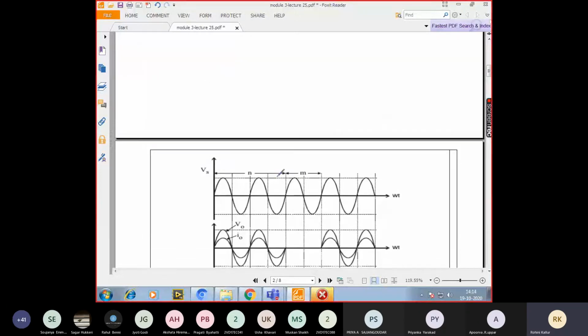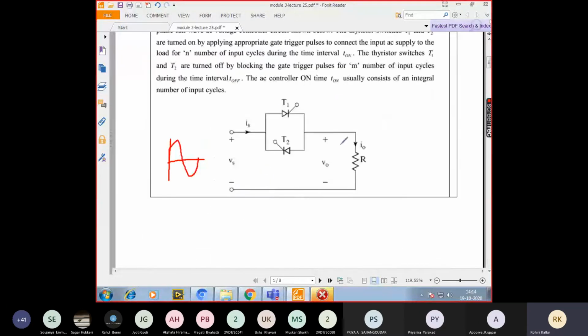So with this concept, your device operates as an on-off control or a switch, operated depending on whether n is equal to 2 cycles, 3 cycles and so on. Normally in our problems we will get the n value somewhere around 25 cycles, and the m value, which is the off cycle, somewhere around 20. Or sometimes this value will be 75 and this will be 25, so the total time period becomes equal to 100.